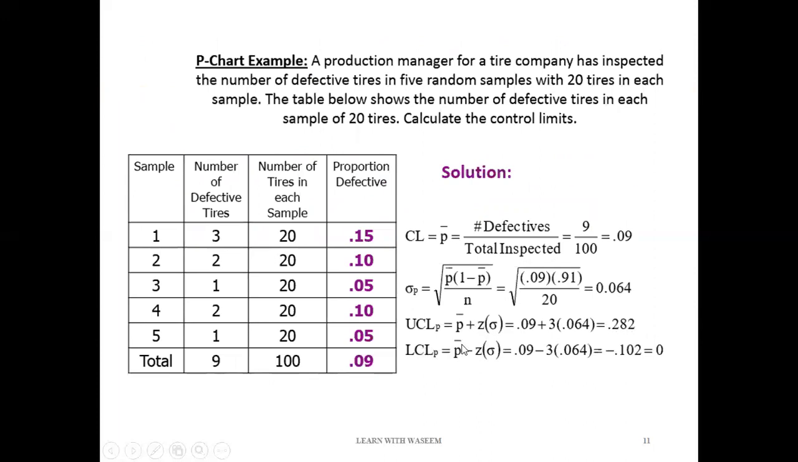The lower control limit is P bar minus Z into sigma. The sigma value is the same, 0.064, Z is 3, and P bar is 0.09. It will give us minus 0.102, which is equal to 0. We won't show negative values in the chart.